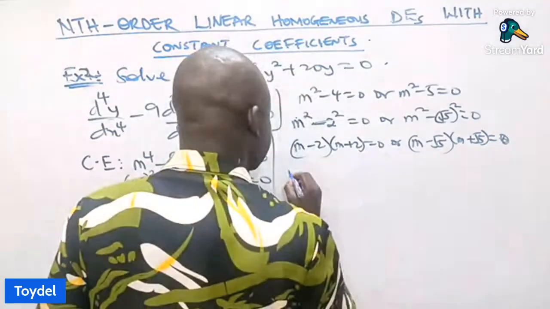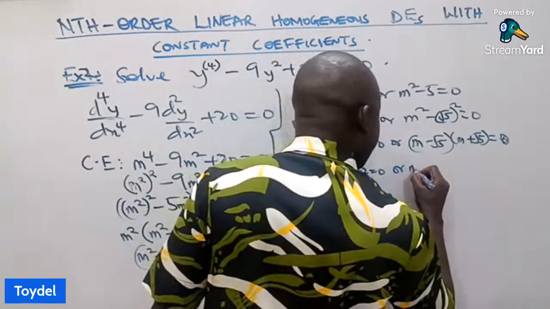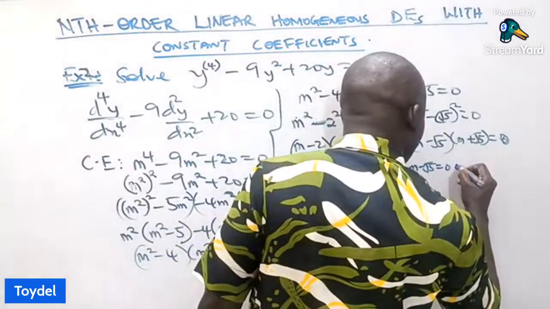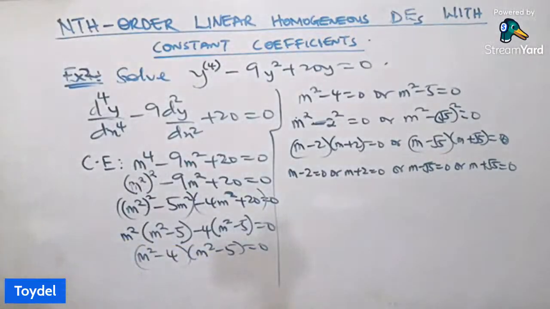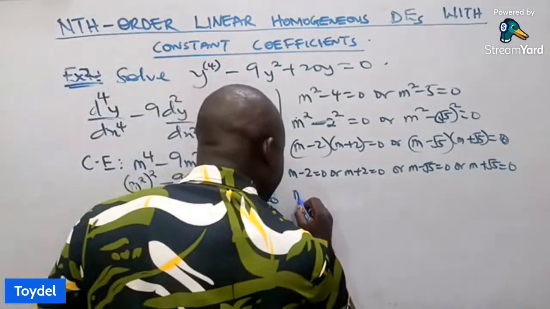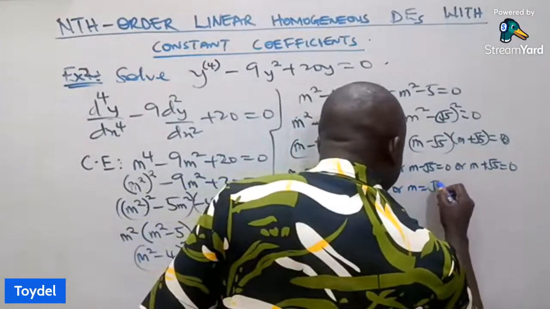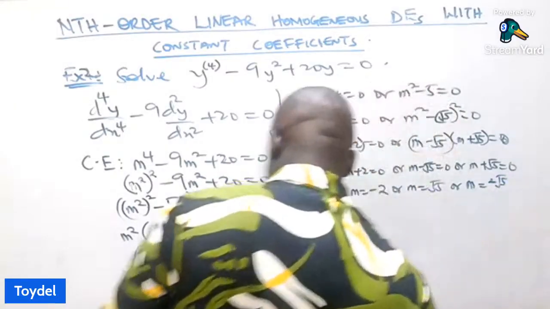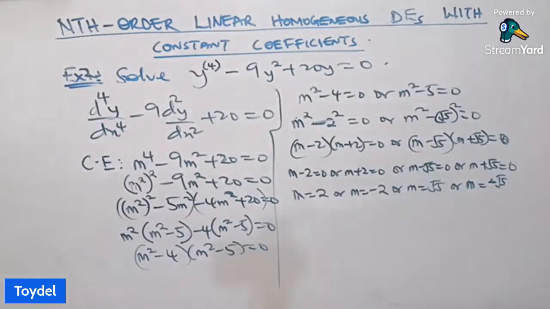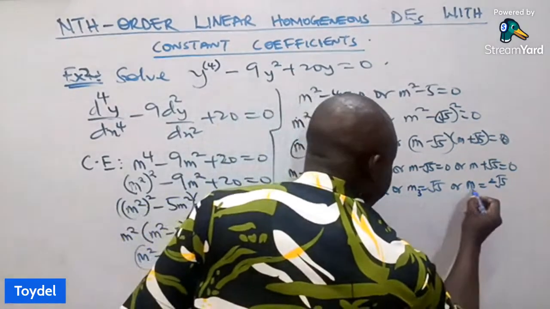Then here, it simply means that m minus 2 equals 0, or m plus 2 equals 0, or m minus square root of 5 equals 0, or m plus square root of 5 equals 0. So what are the values of m? In this case, m will be equal to 2, or m is equal to minus 2, or m is equal to square root of 5, or m is equal to minus square root of 5. These are the four values of m. So if we want to generalize, this can be m1, m2, m3, m4.